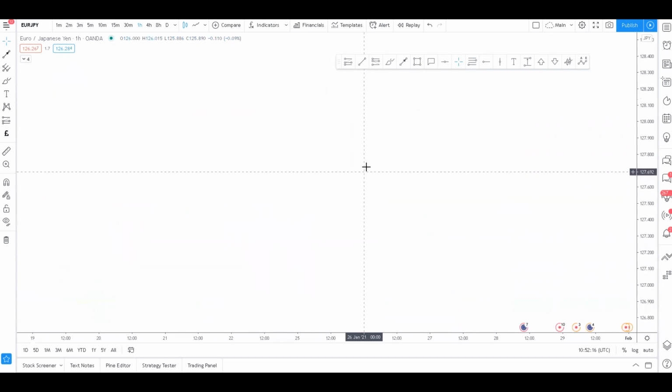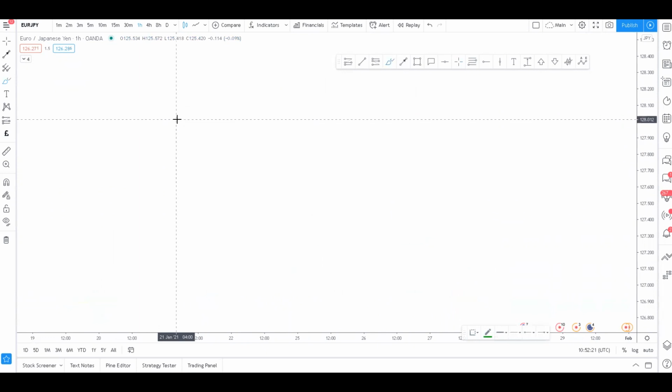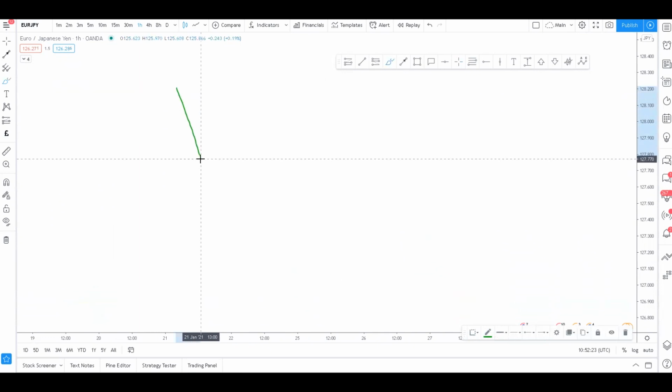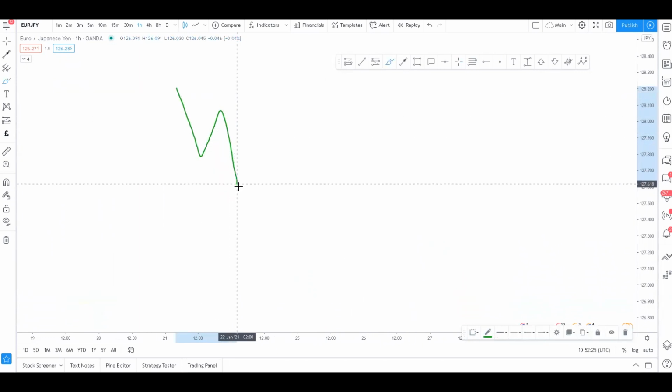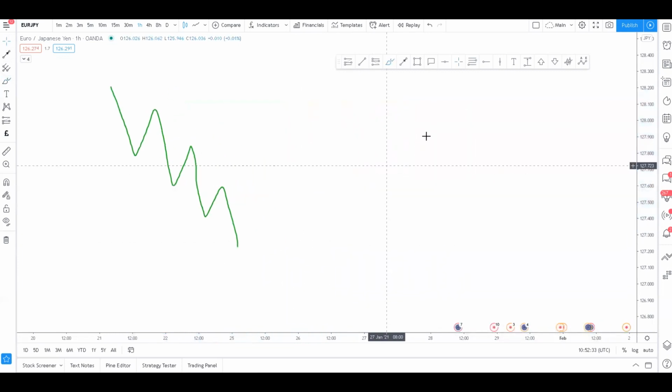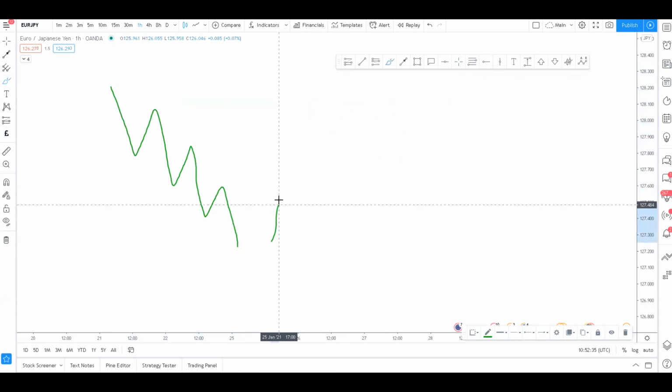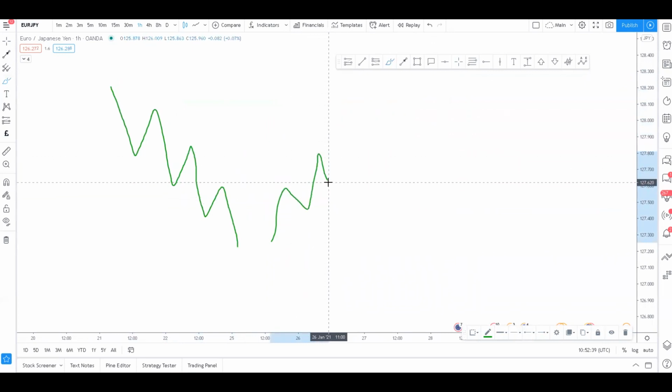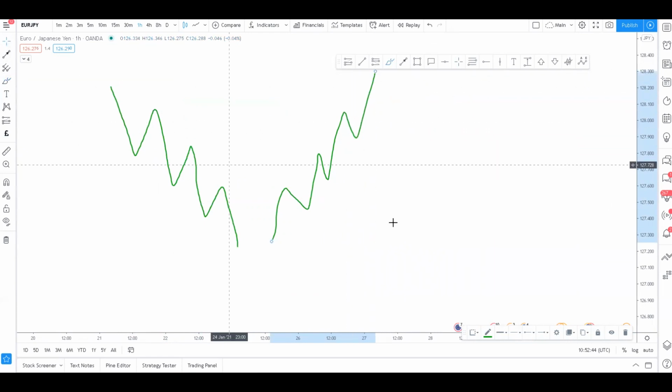Okay. So in order to explain this, we first need to understand market structure. Very, very simply, if we are going down, we have lower lows, we have lower highs, we have lower lows, lower highs, lower lows, etc. In the reverse example, in an uptrend, we have higher highs, higher lows, higher highs, higher lows, higher highs, higher lows, higher highs. Okay, pretty simple, right?